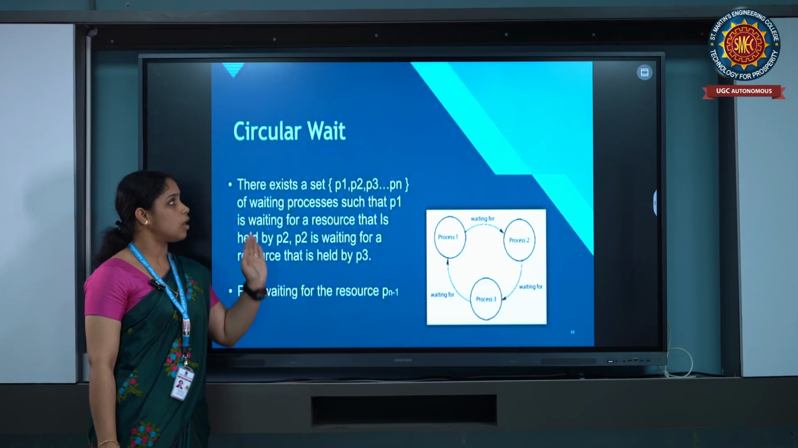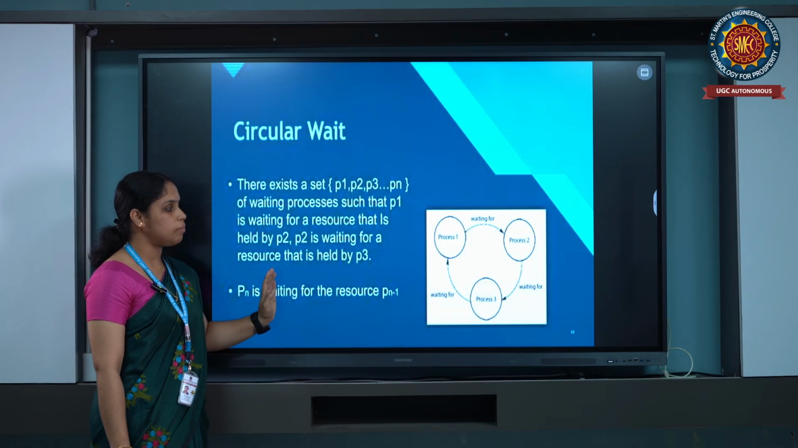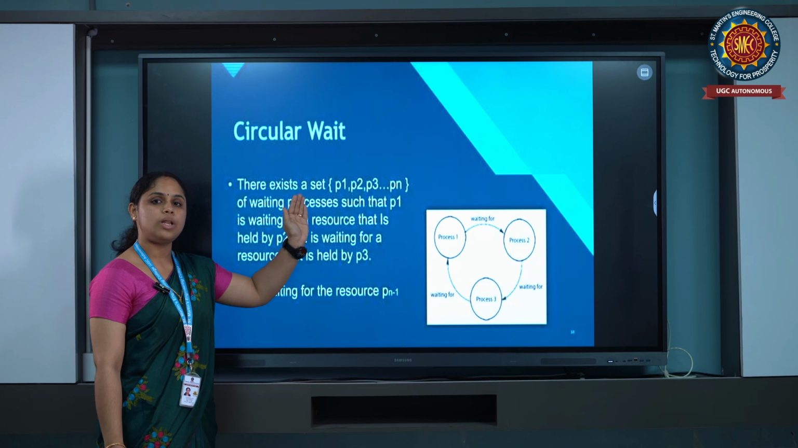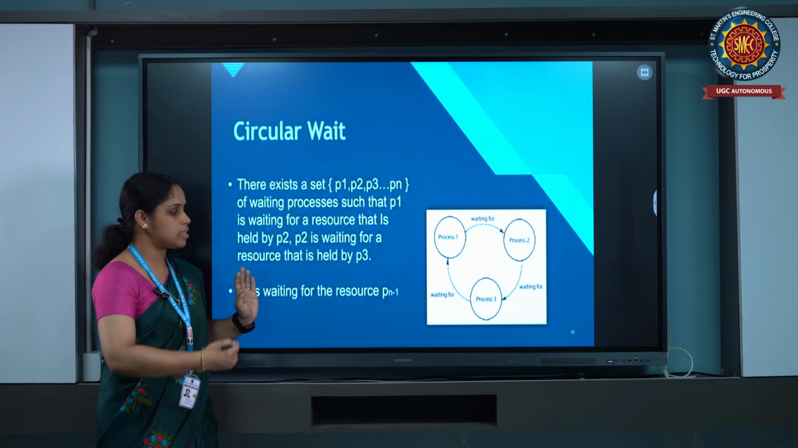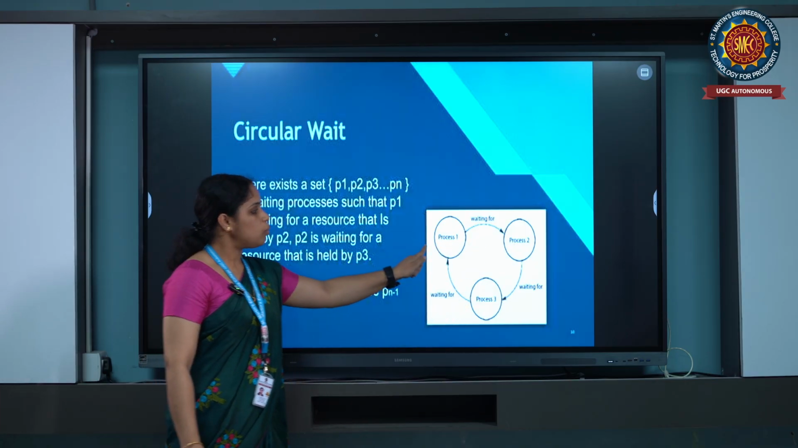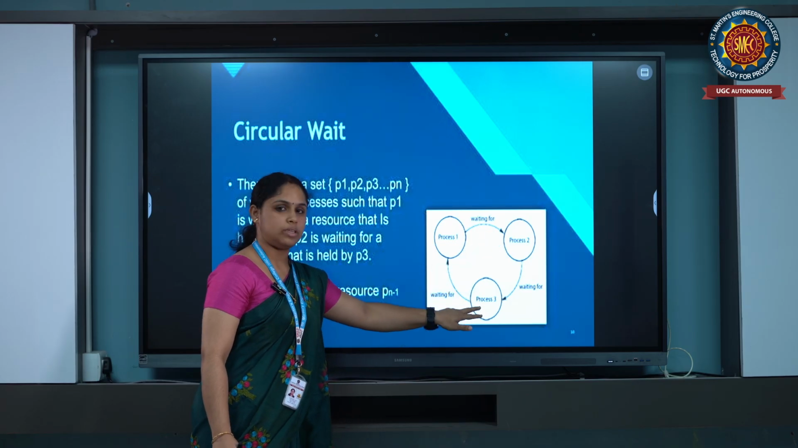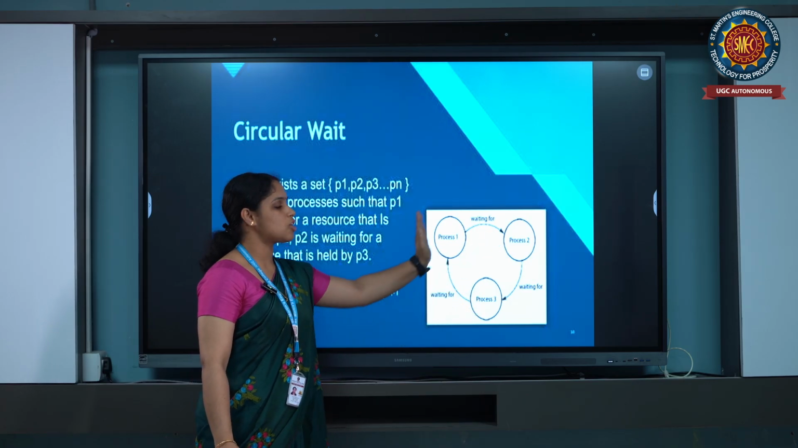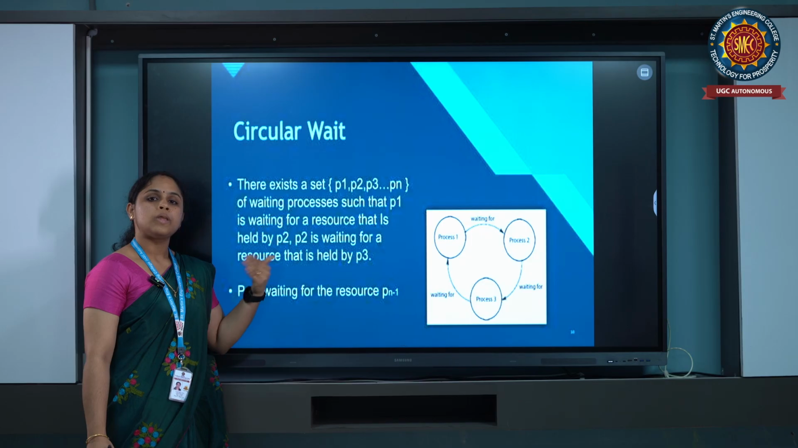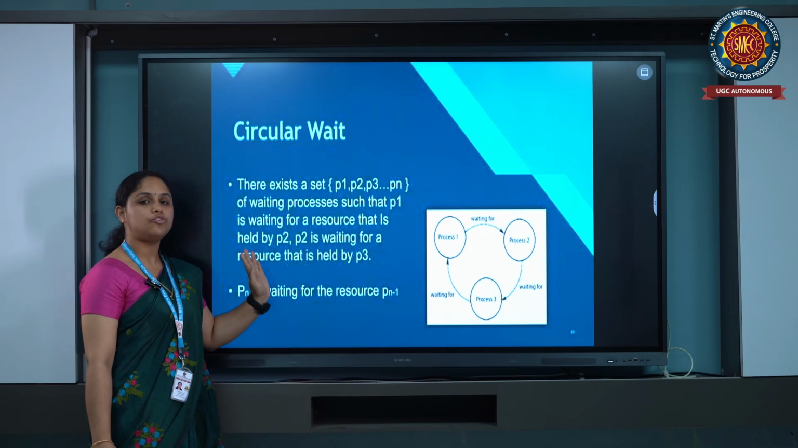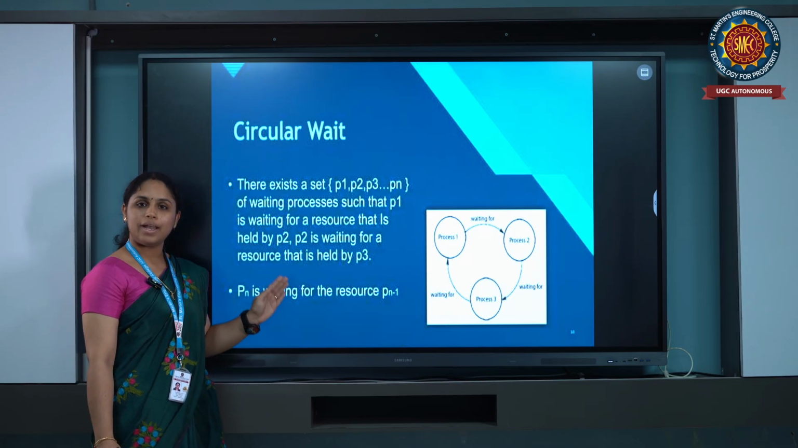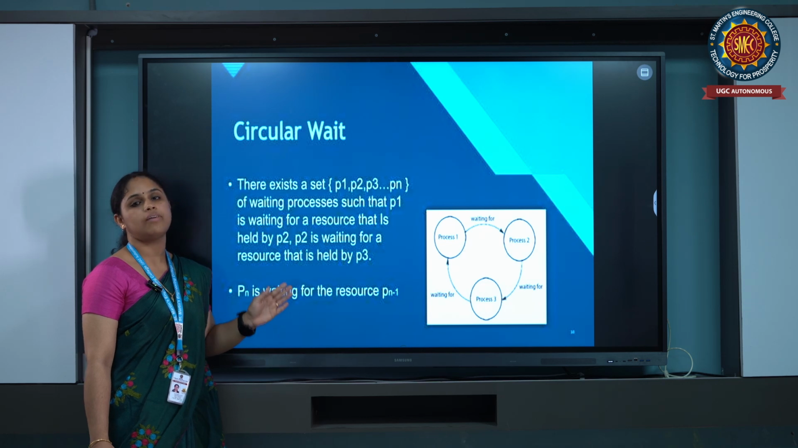Finally, the fourth condition is called circular wait. Circular wait means some processes in the system are waiting for each other circularly. For example, there are three processes, P1, P2 and P3. P1 is waiting for P2, P2 is waiting for P3, and P3 is waiting for P1. This is a circular wait. If there is a circular wait, it leads to a deadlock situation. So these are the four necessary conditions of a deadlock: mutual exclusion, hold and wait, no preemption, and finally circular wait.